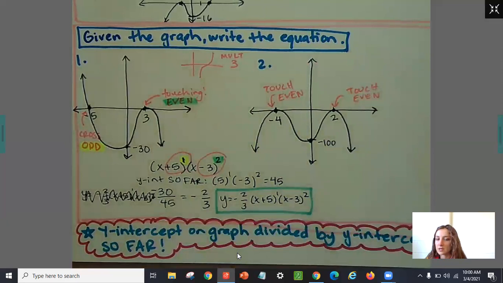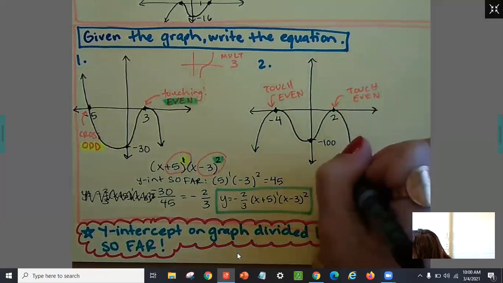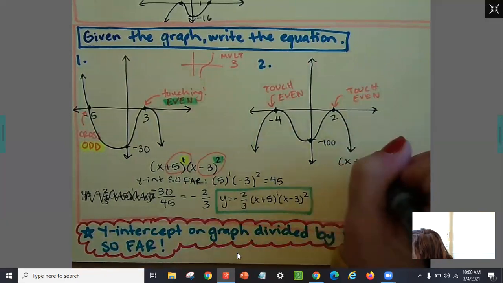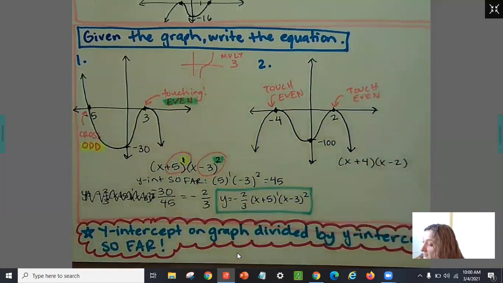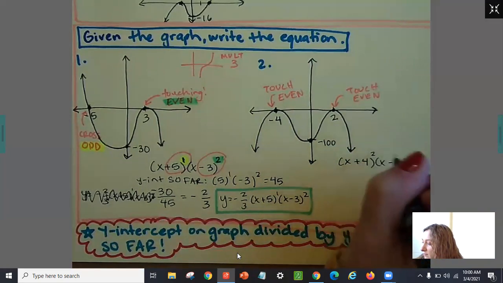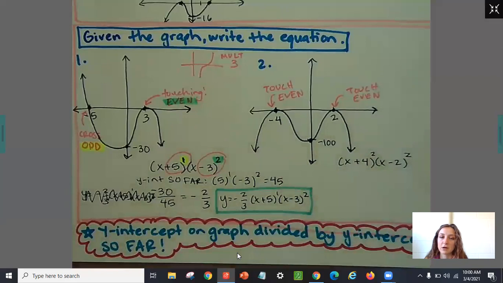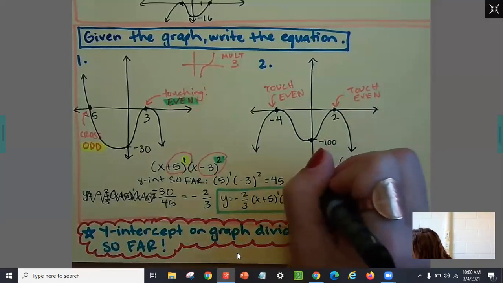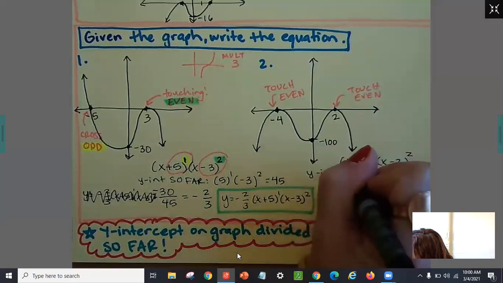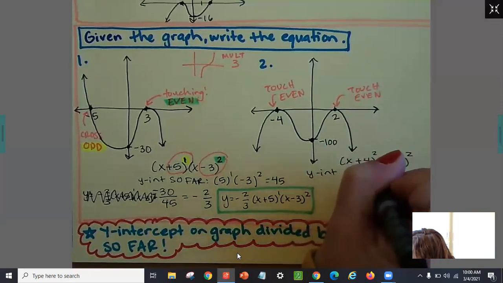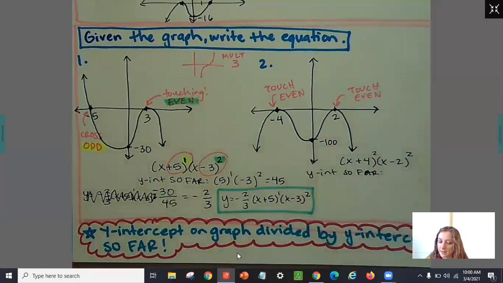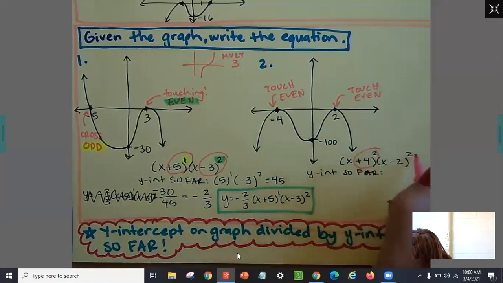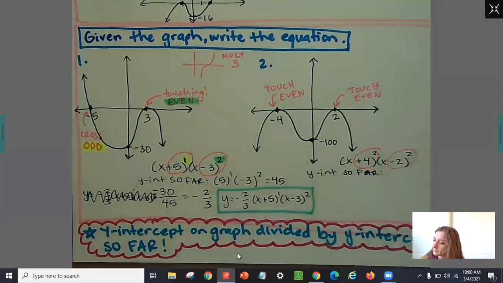Okay, so let's write out an approximate equation. It's going to be x plus 4 times x minus 2, and since they're both going to be even, let's make them both 2s since they do look like parabolas there. Okay, so we need to see our y-intercept so far. Okay, and that is going to be 4 squared times negative 2 squared.